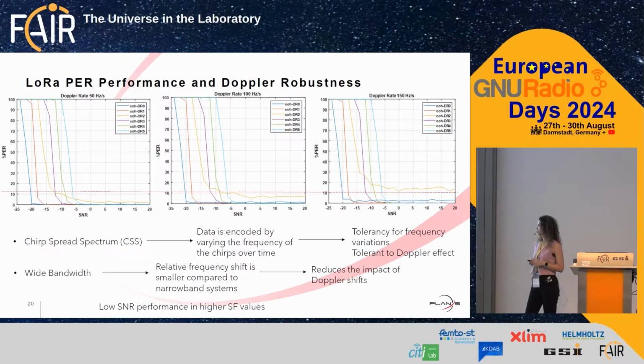And using chirp spread spectrum, LoRa data is encoded by varying the frequency of the chirps over time, the duration and the slope, you remember. And this enables tolerance for frequency variations and tolerance to Doppler effects. And for the bandwidth, when the bandwidth is higher, the relative frequency shift becomes smaller compared to narrowband systems. So this reduces the impact of Doppler shifts. And we see the low SNR performance at high SF values.